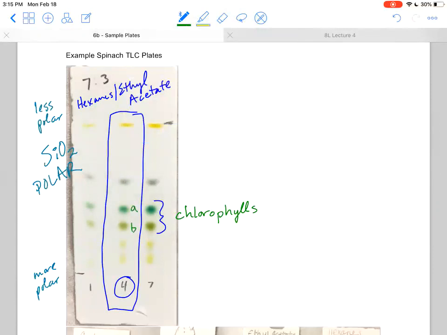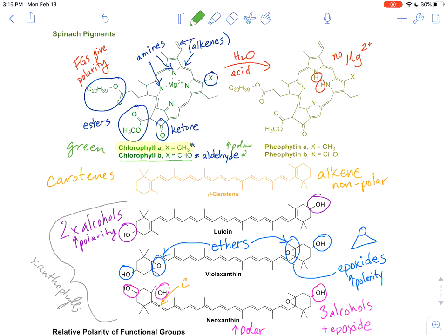Now the same could go for the pheophytins. Let's go back to those. Pheophytin B is going to be a bit more polar. This time we're looking for some green-gray. I tried to make it that color as best as I could. So we're going to look for the green-gray spots, and we'll identify if they separate, first of all, and then which one is which, A or B.